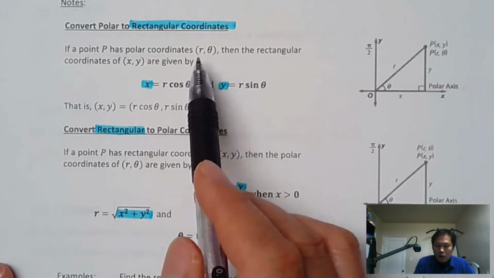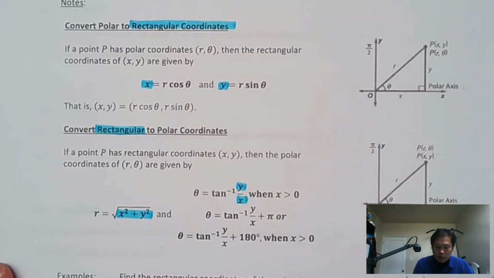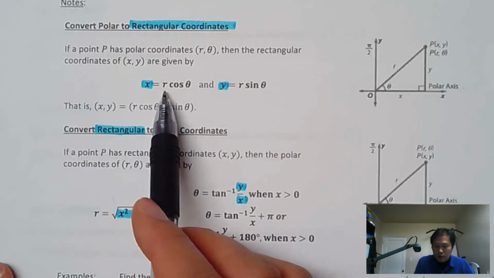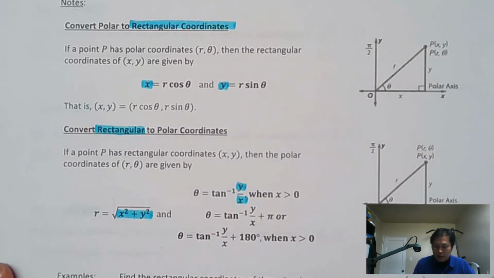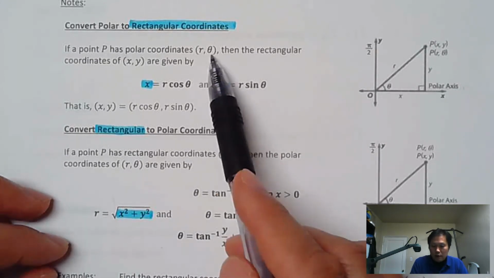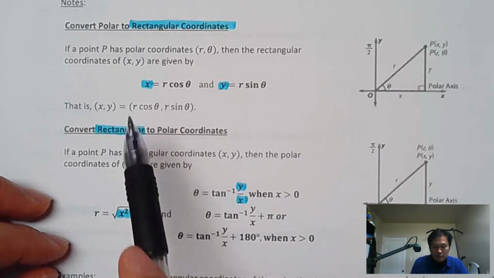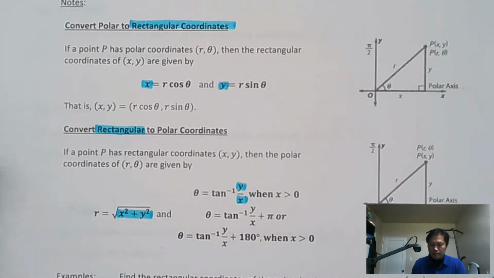So given r and theta, how are we supposed to get the rectangular coordinate? The formula is x equals r times cosine theta, y equals r times sine theta. Given r and theta, you plug them in. Then you get the x value and y value, and that is all.